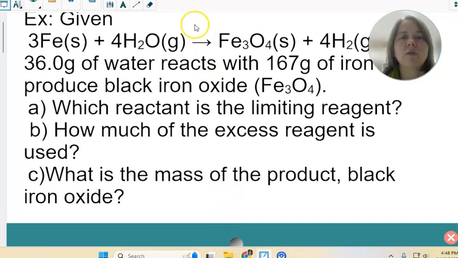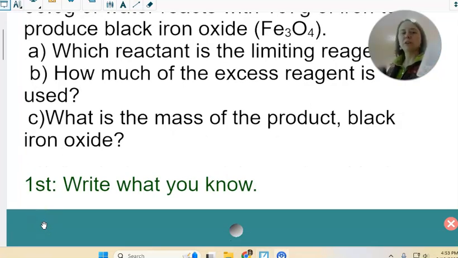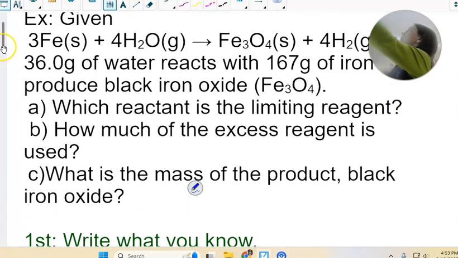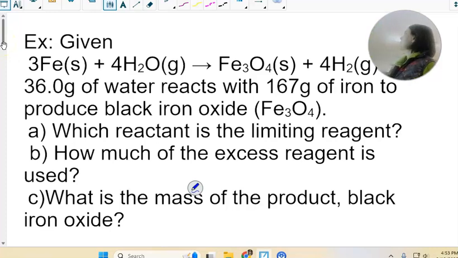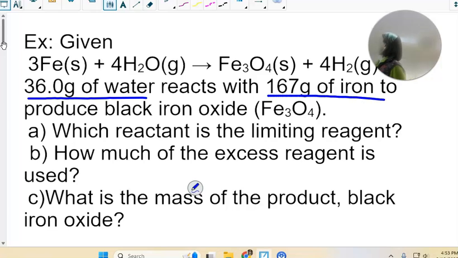So please take a moment and make sure this whole question is written down, and then we will go through it together. Before we get comfortable, make sure you have your periodic table and your calculator. What we're going to do is write what we know. Looking at what we know, I have 36 grams of water and 167 grams of iron. And the first question is, what is the limiting reagent?